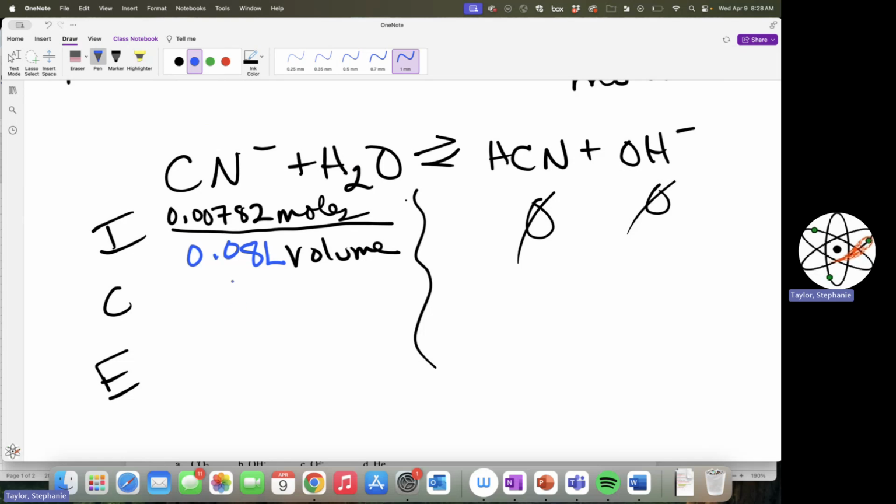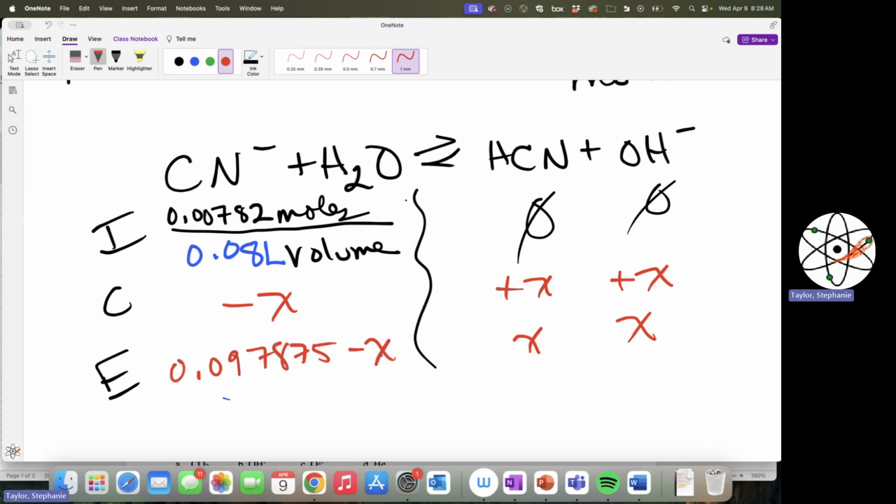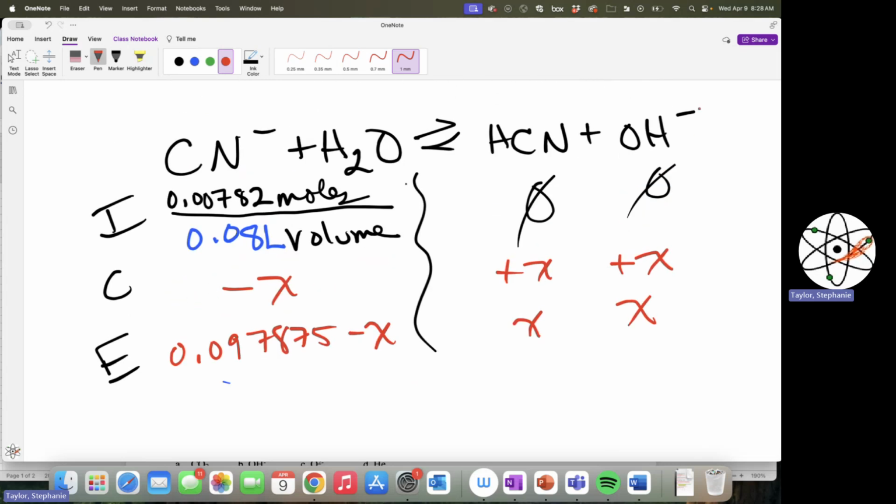So now I have an ice table problem. Yay, an ice table problem. I know you're all thrilled that we have gotten this far and gotten to an ice table problem. So now I'm at minus x, plus x, plus x, whatever that molarity is, which I now need to figure out: 0.00782 divided by 0.08 is 0.097875 minus x.